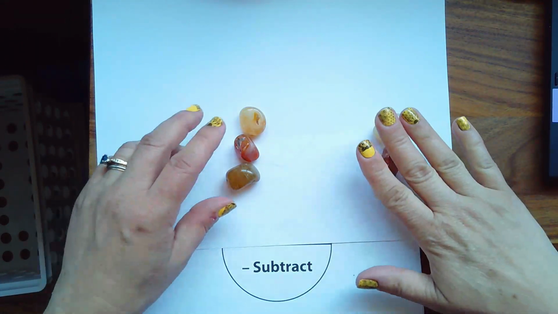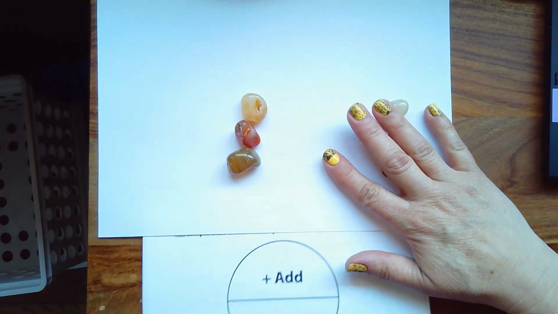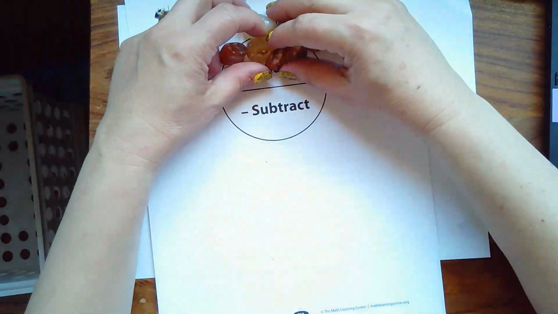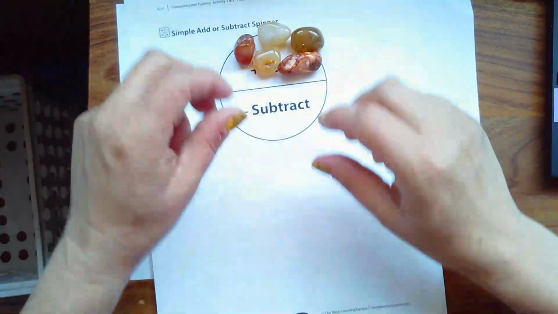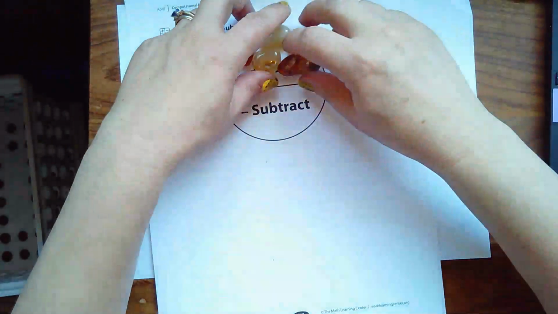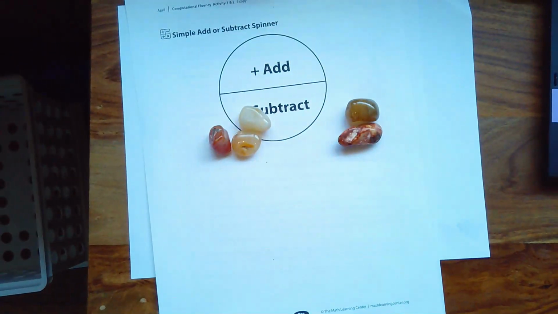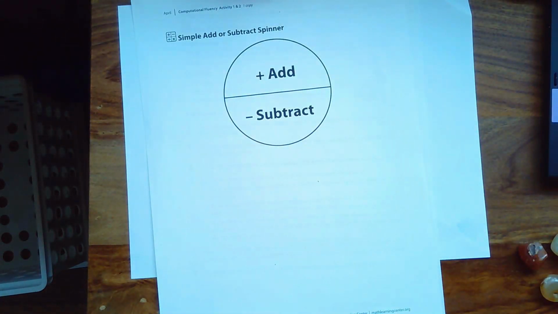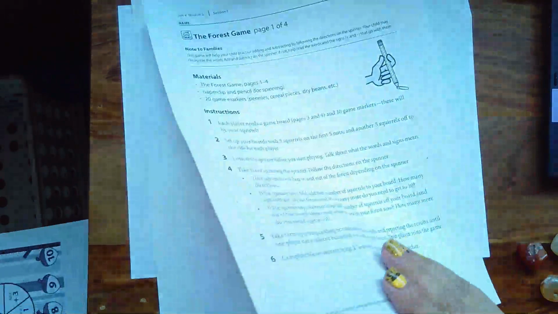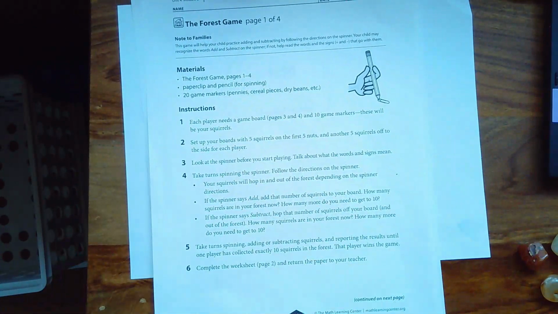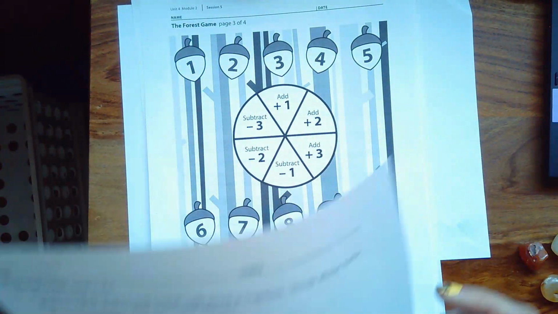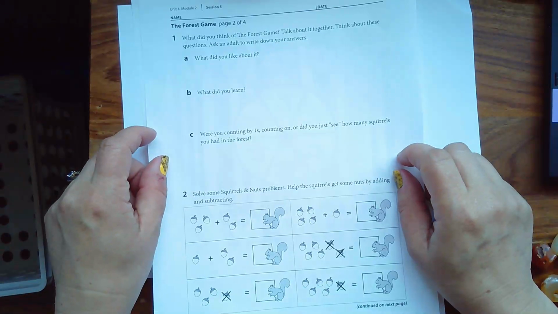Okay, so to add is to put together, to take 2 groups and put them together. To subtract is to make 2 groups, to take them apart. Okay, so our math lesson today is a game that's going to help us practice adding and subtracting. It's called the Forest Game, and it has 3 pages with it. It has the instruction page for us. It has a game board, and then it has a reflection practice page afterwards, okay?